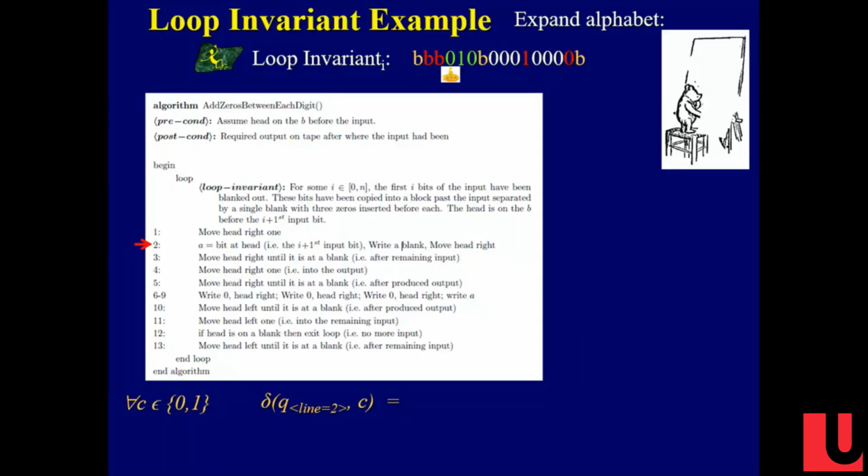Right? So how do we do that? What state am I in? I'm now in line 3. I'm remembering that A has the value that I read in, and I wrote a blank on top of the C. It was a C, 0 or 1, but I zeroed it out because I'm done with it. And I moved the head right.